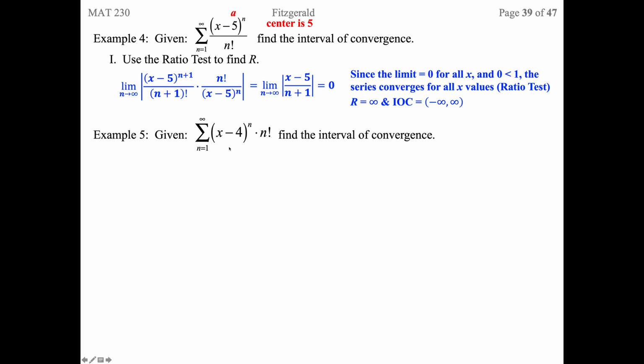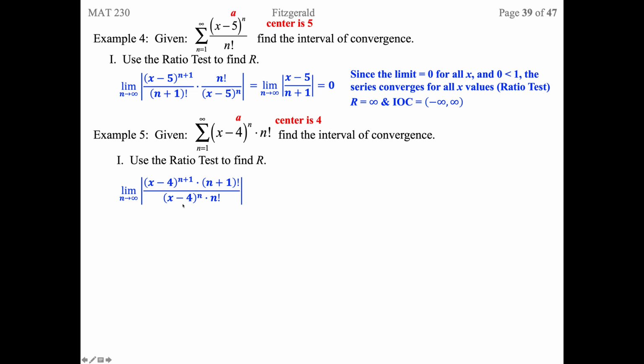Let's do another problem here. We have x minus 4 to the nth power, now it's times n factorial. So again, applying our ratio test, a is 4. We're centered about 4. We have x minus 4 to the n plus 1 power times n plus 1 factorial. Now divided by, and I didn't multiply by the reciprocal here because there was no fraction to work with, so I'm moving all of this into the denominator: x minus 4 to the n power times n factorial.